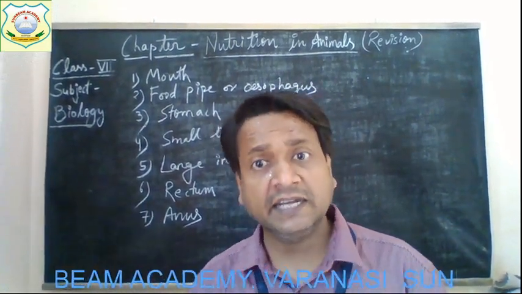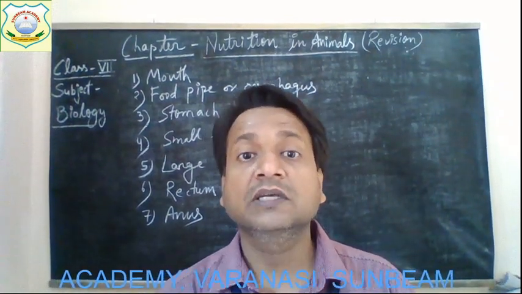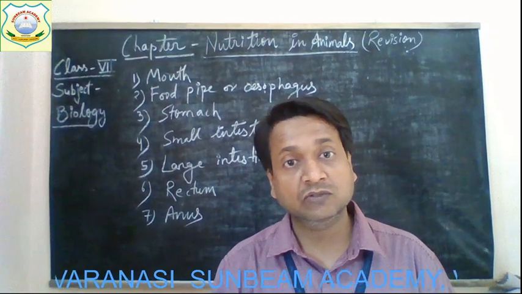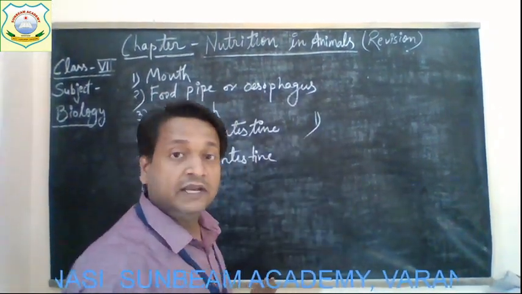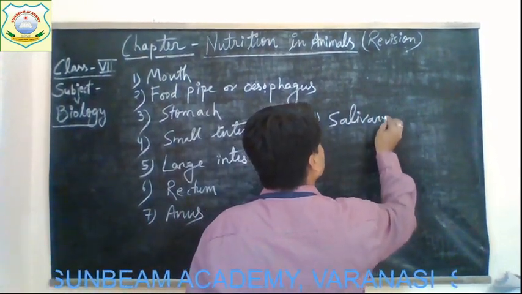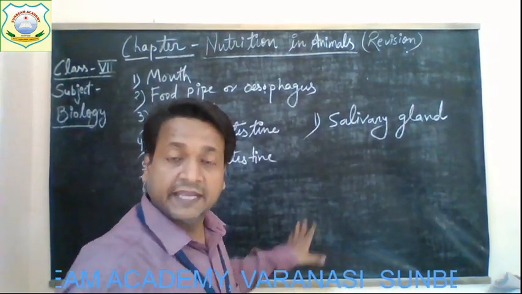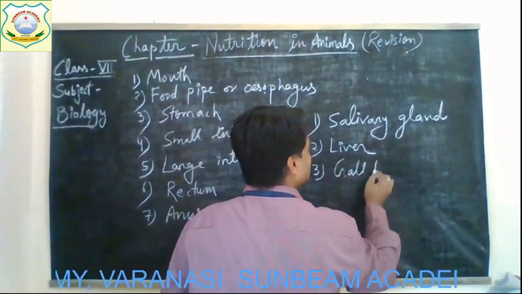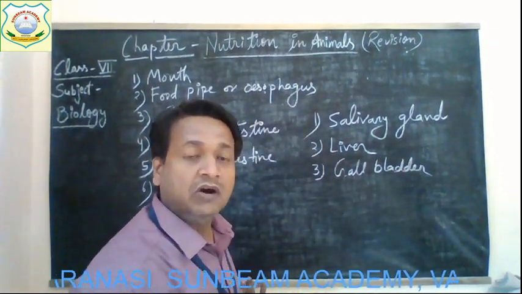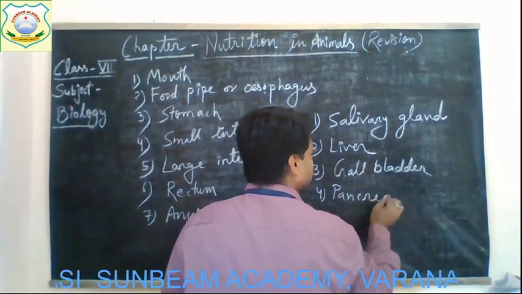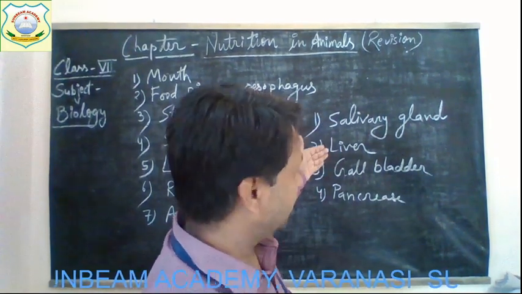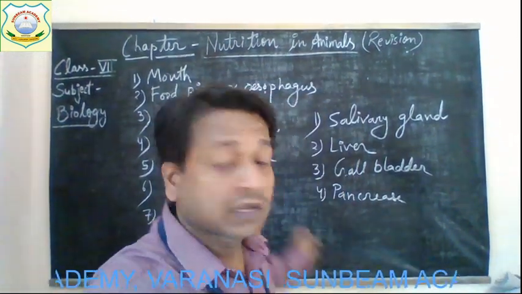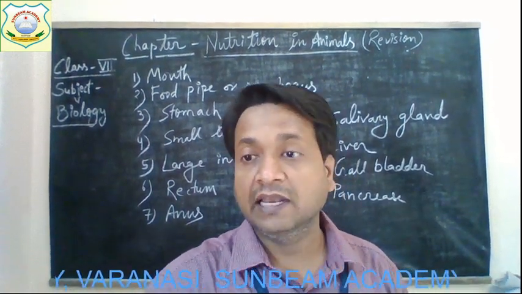The organs that secrete digestive juices are also very important because they help in the digestion of food. So we must know the names of those organs which secrete digestive juices. These organs are: the first one is the salivary gland, the second organ is the liver, the third one is the gallbladder, and the fourth organ is the pancreas. Okay, children, these four organs also play an important role in digestion, along with the seven organs which form the alimentary canal.